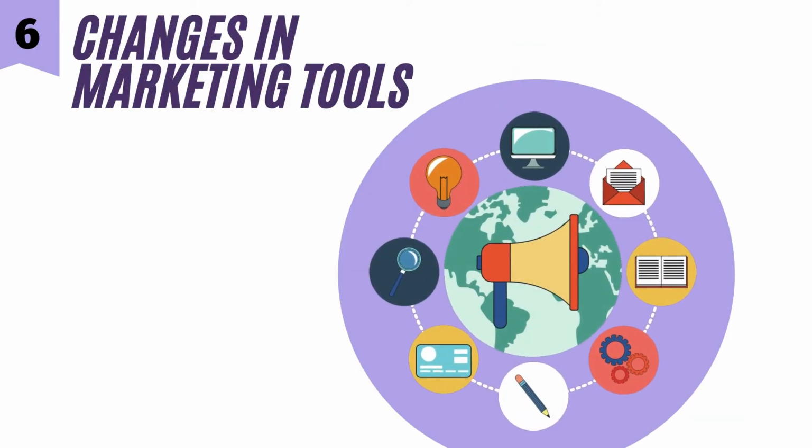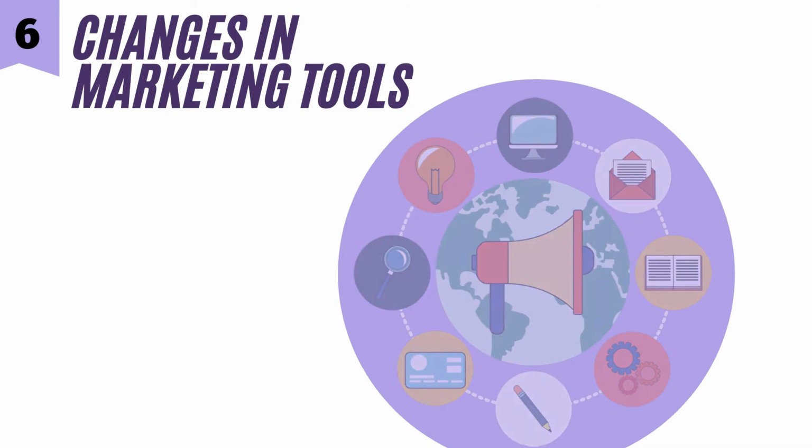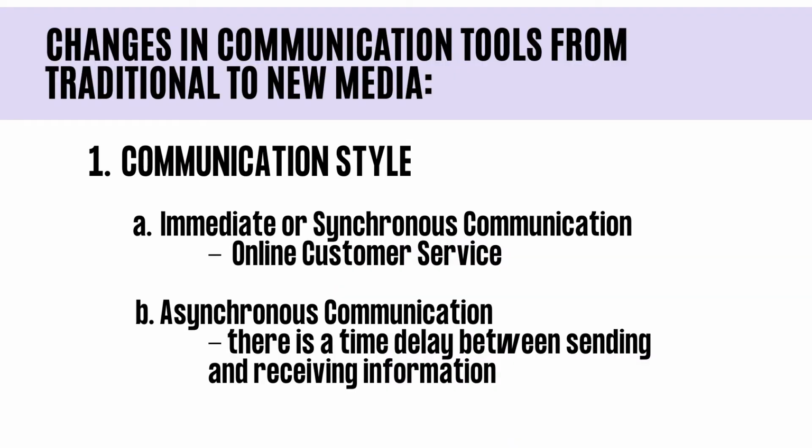Number 6. Changes in marketing tools. Changes in communication tools from traditional to new media. First, communication style is changed, with immediate or synchronous transfer of information through online customer service being possible. Asynchronous communication, where there is a time delay between sending and receiving information, as through email, also occurs.